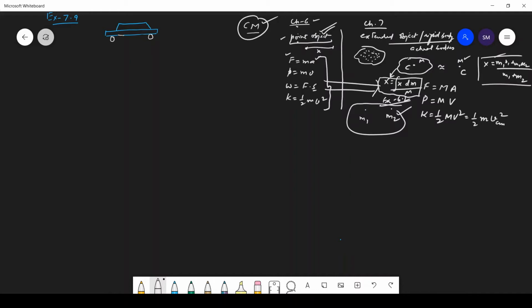Now further we studied the concept of center of gravity. So what's this concept? See, suppose this is a notebook, and in class students used to try to hold this. It looks like a brick.